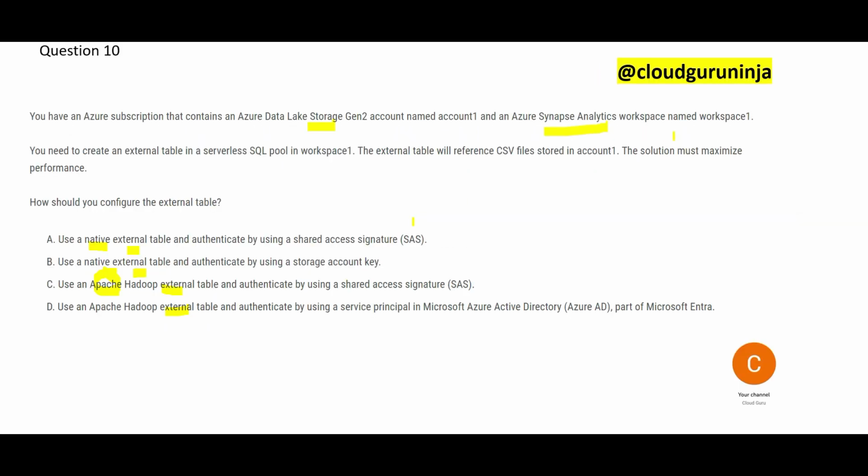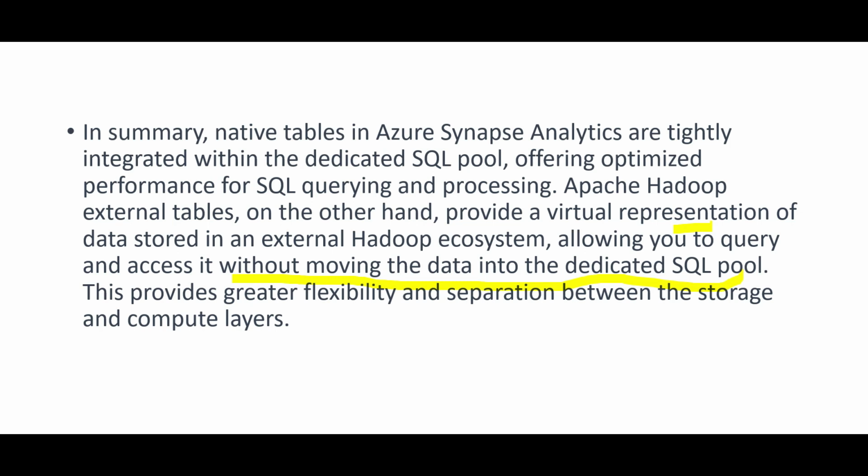The problem is, the solution must maximize performance. If performance is of utmost importance, which will perform better? Common sense. It is very logical to say native external table will perform better because the data itself gets moved inside the SQL pool. So the performance will obviously be better. But then why should we use Apache Hadoop external files? If you want flexibility and separation between storage and compute layers. So that first we can reduce the load on compute. Why reduce the load on compute? Because compute is expensive, storage is not expensive. So compute, you can control that. When performance is not of utmost importance and cost is, then you use this.